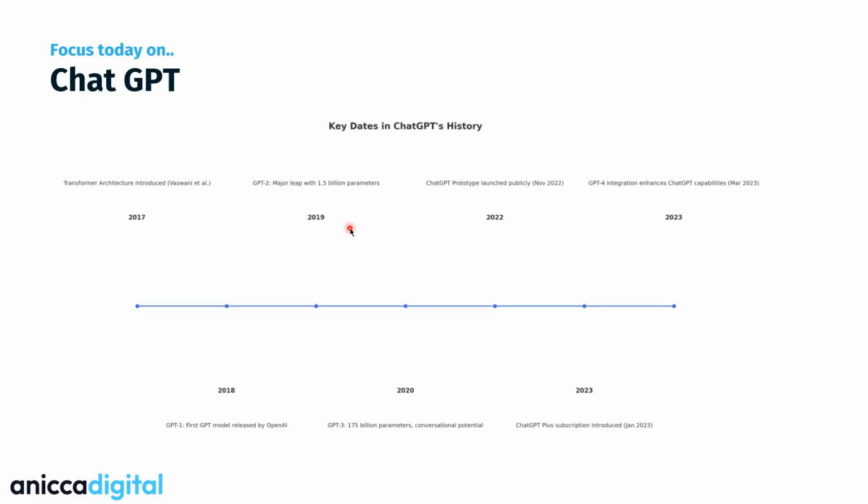So since we're talking about ChatGPT, a little timeline. 2017, the first architecture was introduced for ChatGPT. 2018, the first model was released by OpenAI. I don't think it was available to the public then. Sorry if this slide's a bit small.